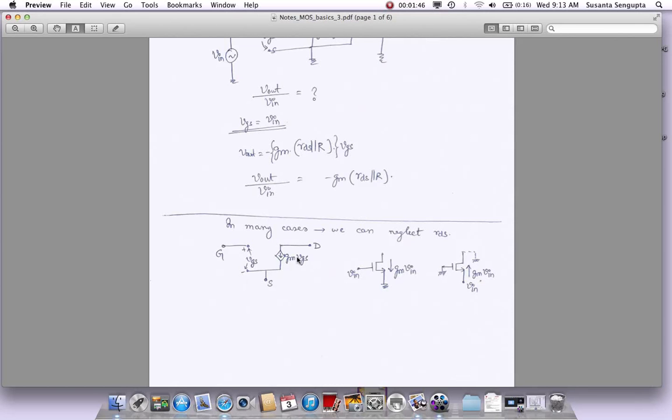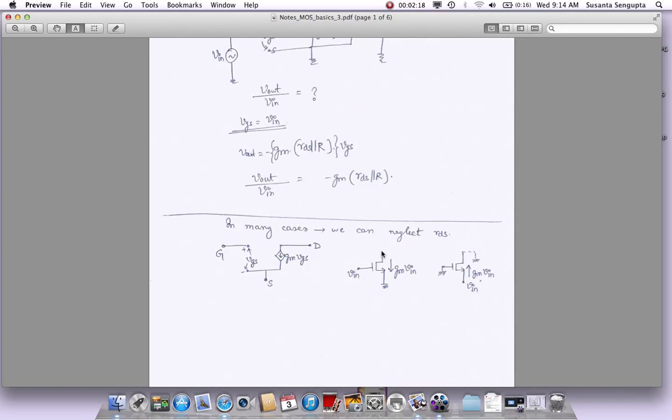So if we have this simple model in our head, where we have neglected RDS, it could help us do some very quick thinking. For example, I have a single MOS transistor. At its gate we have a V in applied, where the source is grounded. So what is VGS? VGS is the same as V in. Then we can quickly draw the current flowing here as GM times V in. It's GM times VGS. We are not worrying about RDS, and that's a simplification we made.